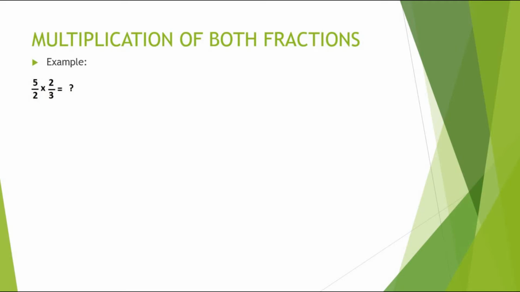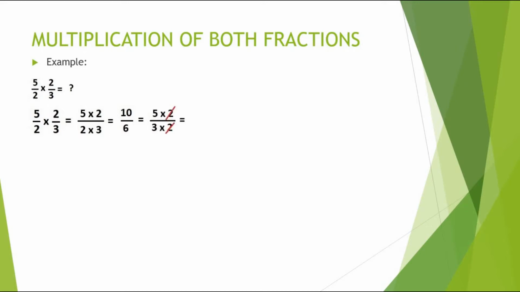So, 5 over 2 times 2 over 3. We multiply the numerators, which is 5 times 2. And then, we multiply the denominators, which is 2 times 3. So, ang sagot natin dito is 5 times 2 is equals to 10. And 2 times 3 is equals to 6. Okay? So, ngayon, we need to reduce.